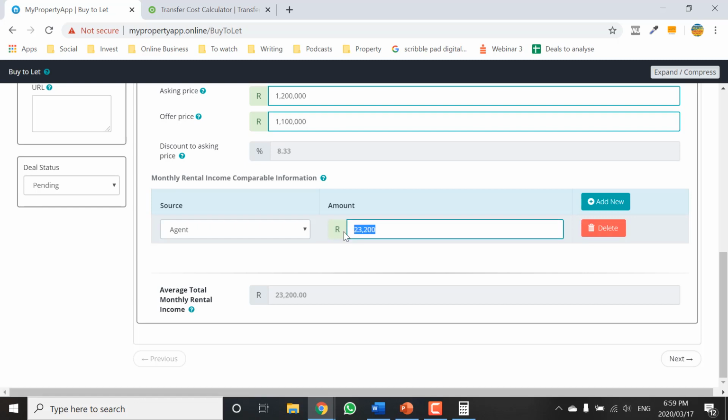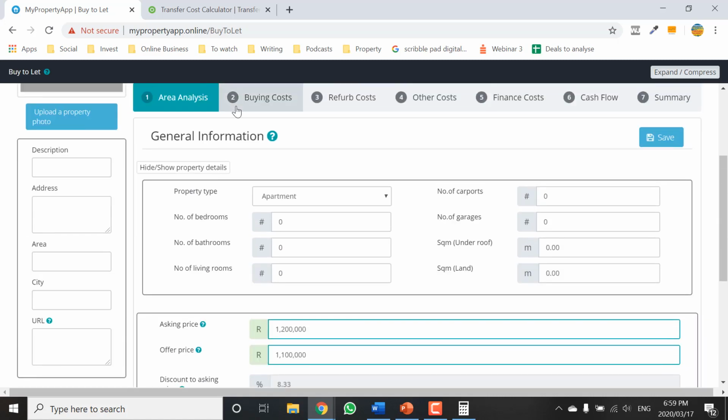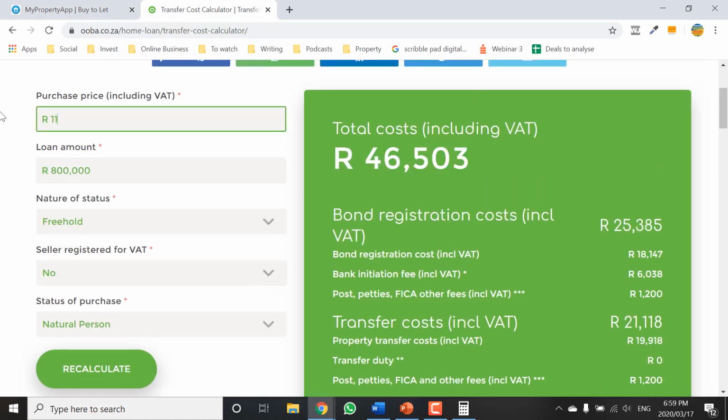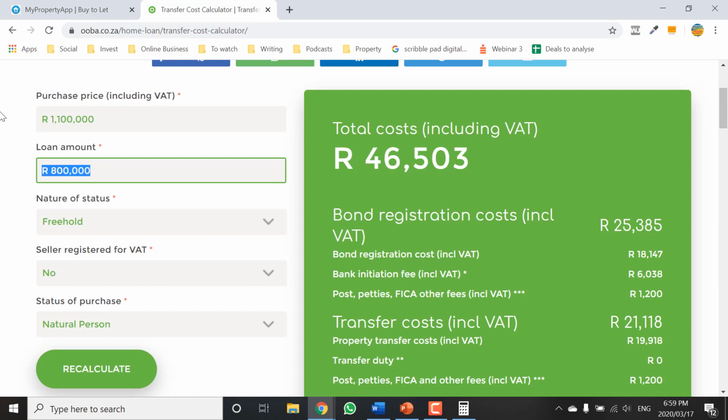So this deal, I can already tell you, is going to make financial sense because the rent is far superior to the offer price. So I'm quite excited about this one. Okay, buying costs, same process. We go to Uber, we put in the amount. She said 1.1 million. That's fun here. There we go.